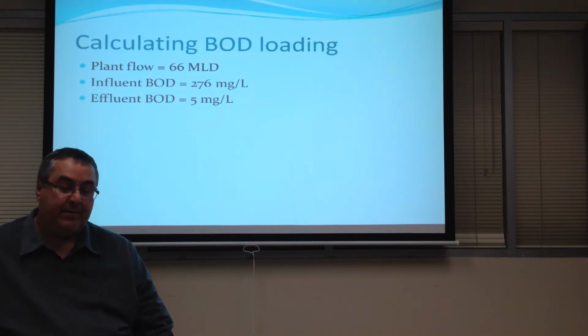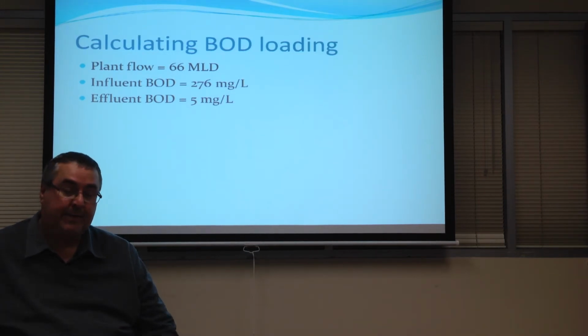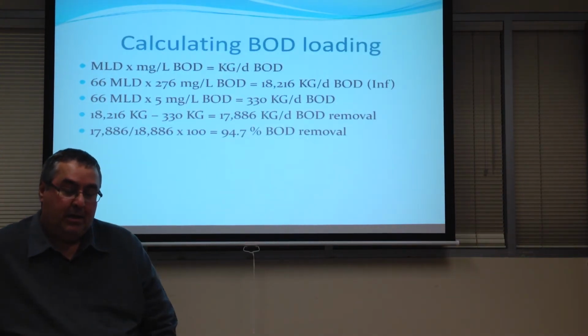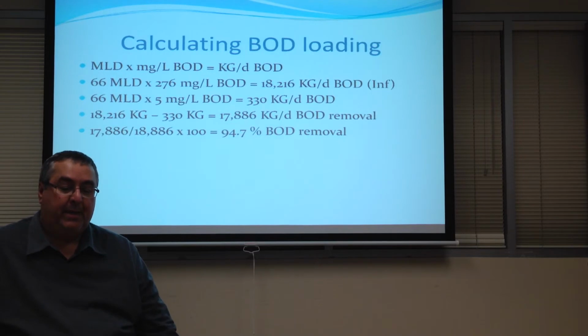So November 20th, the influent BOD was 276 milligrams per liter, and the effluent BOD was 5 milligrams per liter. And of course the flow was 66 million liters that day. So we multiply 66 million liters by 276 milligrams per liter of BOD, and we get 18,216 kilograms, or 18.2 metric tons.